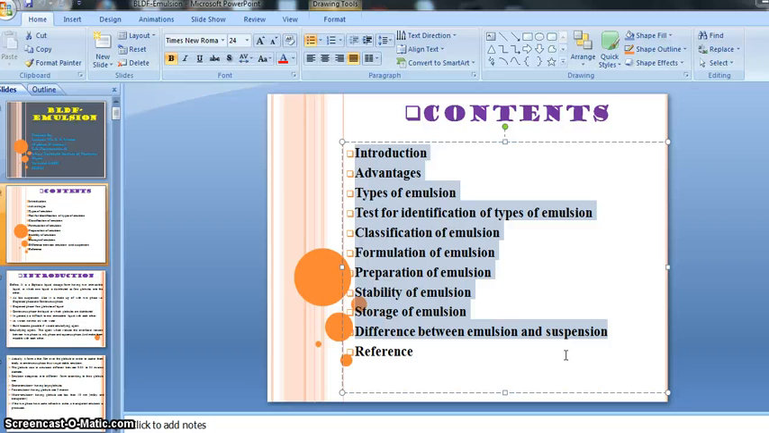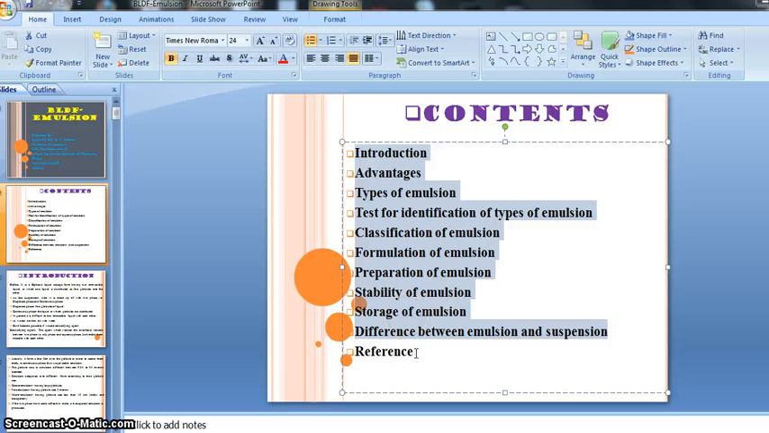So I suggest that you very carefully read these two chapters. These two chapters are very important. A number of questions are asked from these two chapters, so don't skip any topics from this chapter. This is a very important chapter.